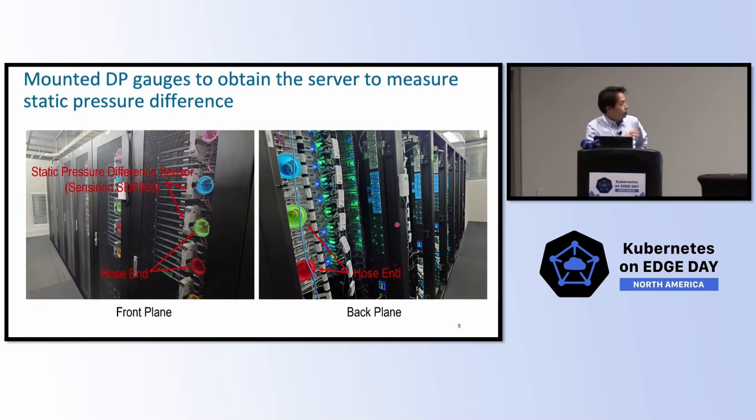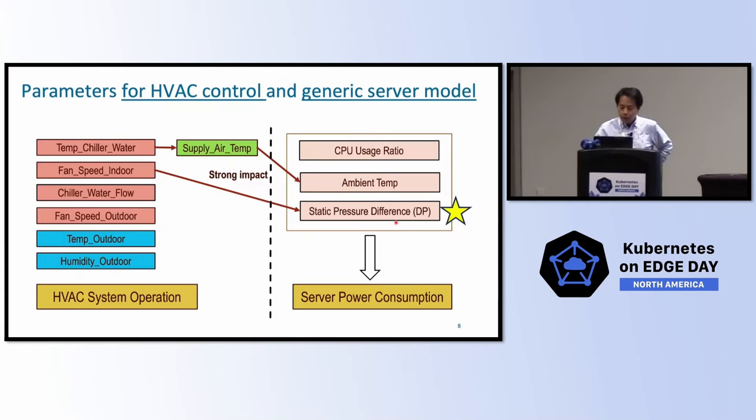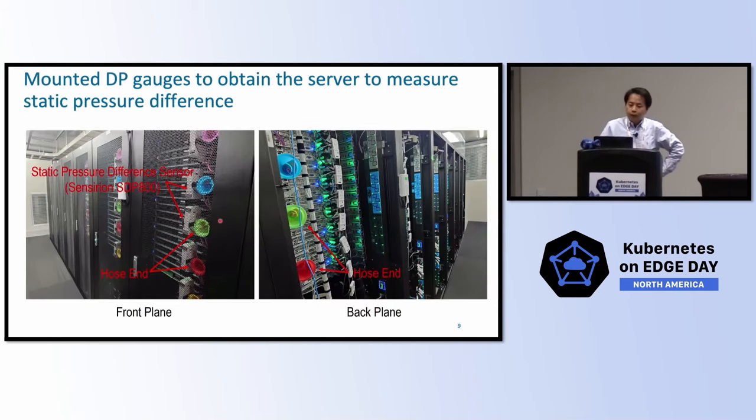Usually this picture shows one of the important aspects: we collect the airflow difference, which we call static pressure difference. This is the airflow pressure difference between the front panel and the back panel. At this moment, there is no direct way to collect this information, unlike the ambient temperature, which most advanced servers can collect directly from a sensor inside the server. But for collecting the airflow difference, we built our own sensors.